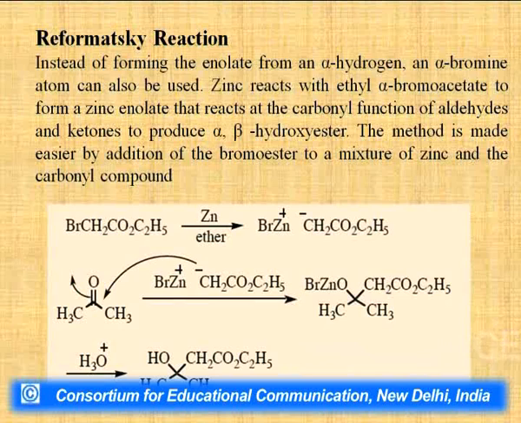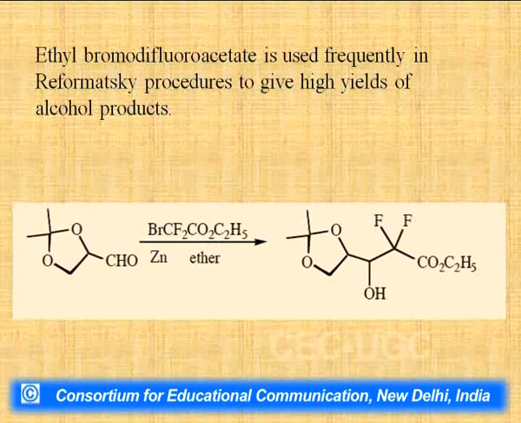Here is the mechanism of the Reformatsky reaction. First of all, the zinc atom will react with the alpha-bromoacetate to form a zinc enolate. This zinc enolate will attack the carbonyl carbon of aldehydes or ketones, followed by hydrolysis to produce a beta-hydroxy ester. Ethyl bromodifluoroacetate is used frequently in Reformatsky processes to give high yields of alcohol products.